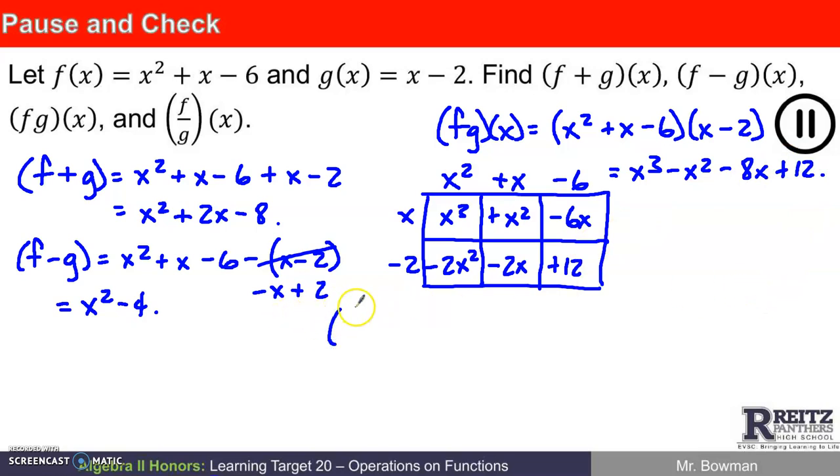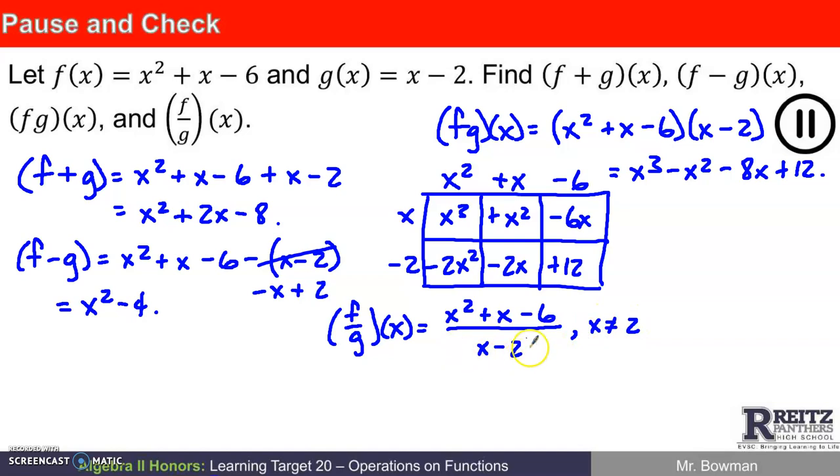Finally, we need f divided by g. That's going to be x squared plus x minus 6 all over x minus 2. And yeah, x can't equal 2. Because if x did equal 2, then g of x would be 0. Now, that would be a perfectly acceptable final answer.